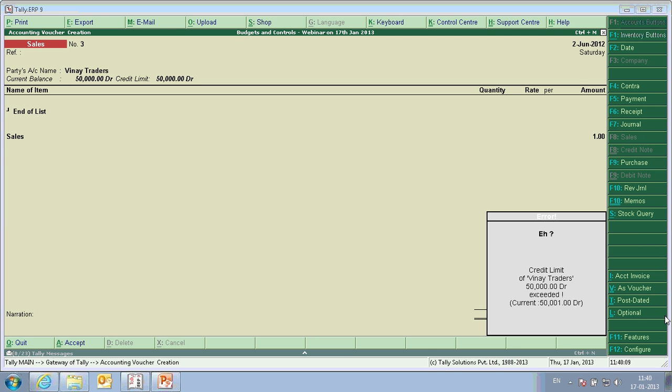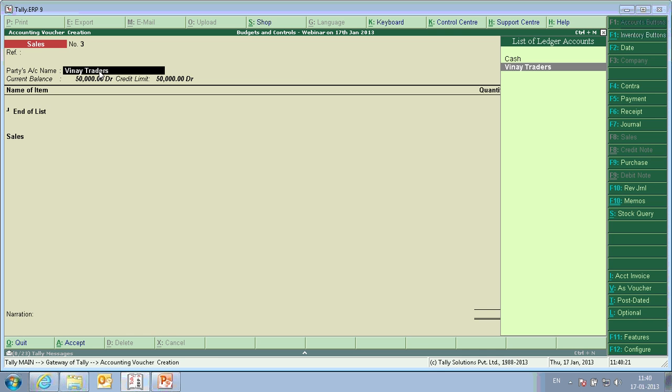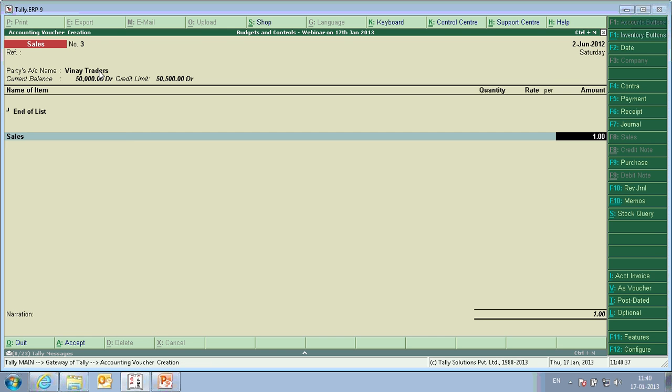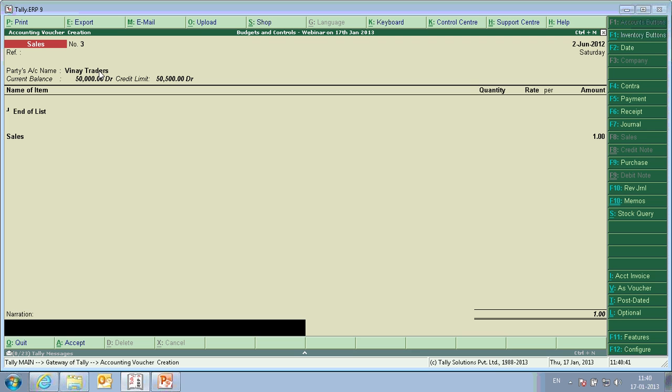Satish, do you have any questions? I didn't get your question properly. Tally Bank Computer Education says, how can we allow this voucher? So you can go to Vinay Traders, Control Enter and change the limit if you have the option. So now it will allow. Without alteration, you cannot allow. It will not go further, Satish. This is the only scenario where Tally will not move ahead, where there is total stoppage of the software. You cannot go and save this.